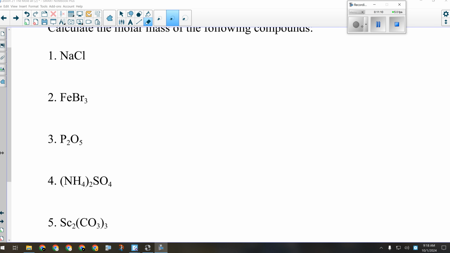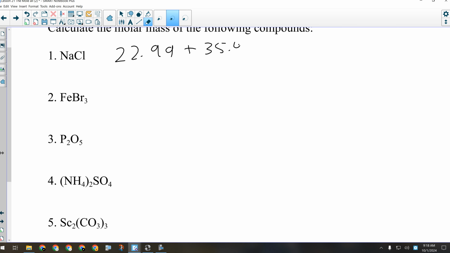All right, so if we're looking at our first one here, we got sodium and we got chlorine. Is there just one of each? Is that an important thing to be able to read off of here, how many of everything there is? So I got one sodium, which is 22.99 grams per mole, plus one chlorine, sorry, which is 35.45 grams per mole. So if I put those two together, fire up the calculator here.